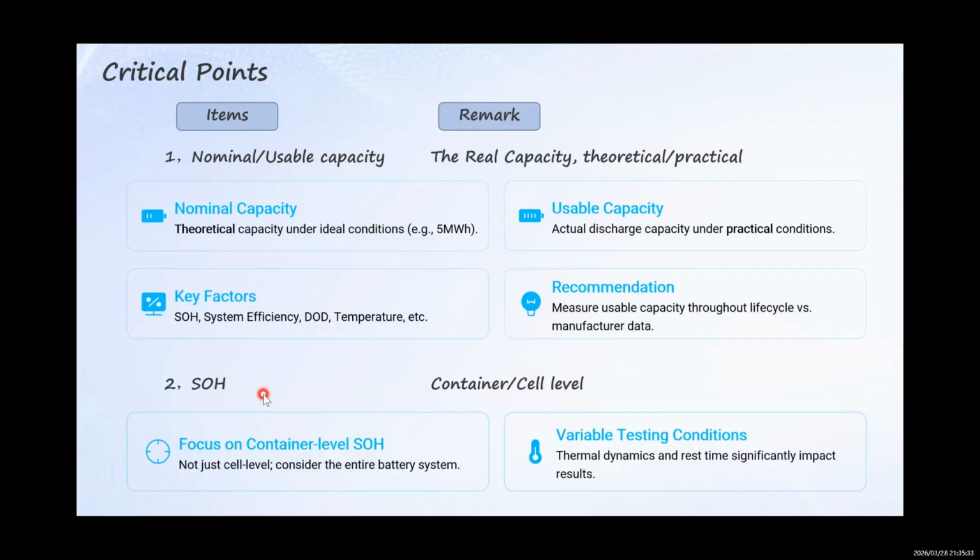SOH. Keep in mind SOH at the battery container level is required instead of the battery cell level, because testing conditions such as thermal conditions, rest time, or standby time may be different, which will absolutely influence the outcome.